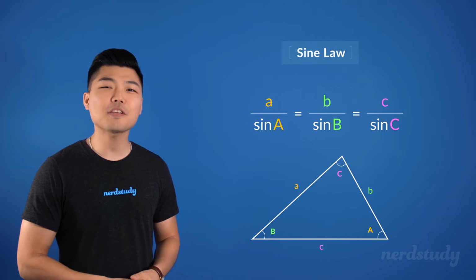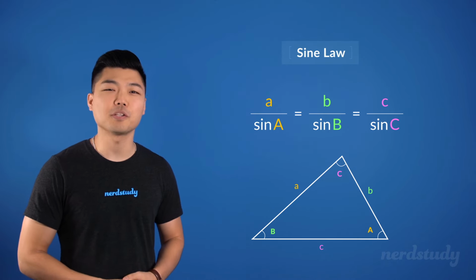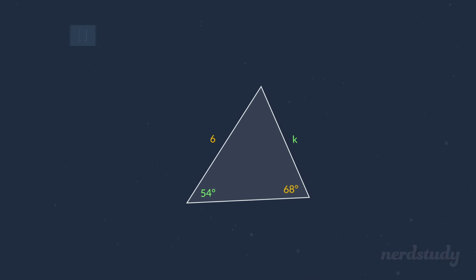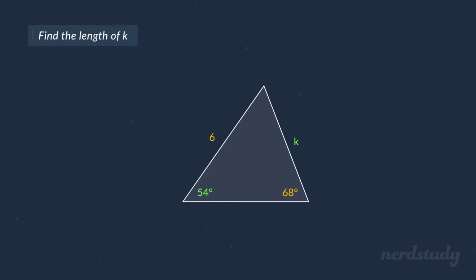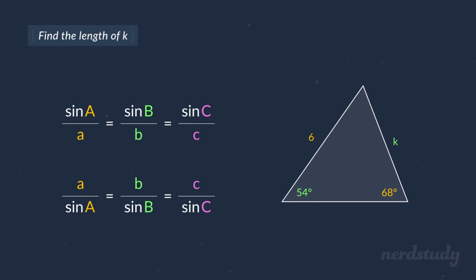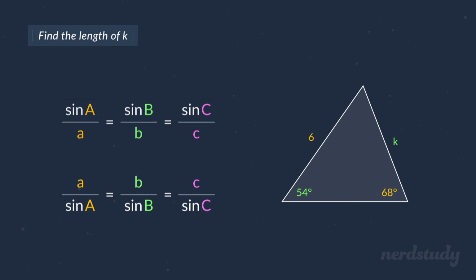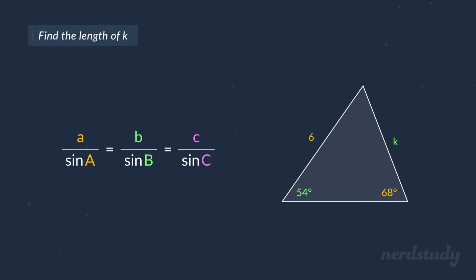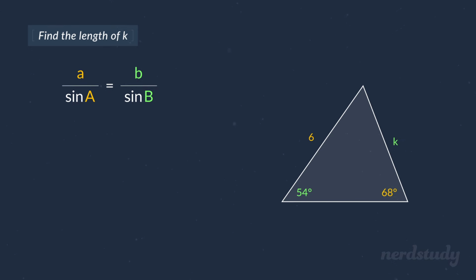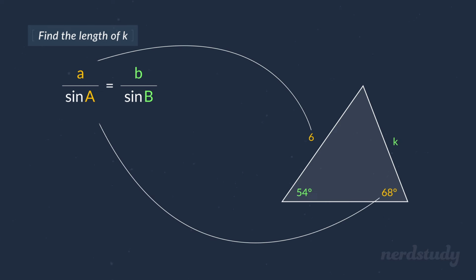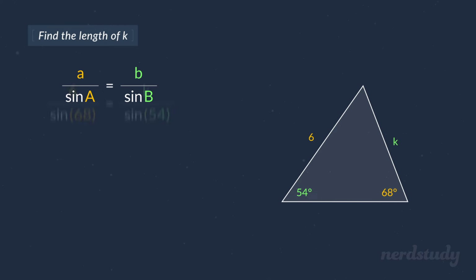Good, so let's try an example now to get a better hang of what we just learned. So, how would we go about a question like this? Well, let's start off by bringing up the sine law in both the forms that we looked at, since either one will help us find our answer. So let's just choose whichever one we want to use. And notice that we have two pairs of information to work with, so we can plug them into this segment of the equation. What we get when we plug the values in is 6 over sine of 68 equals k over sine of 54. Great!